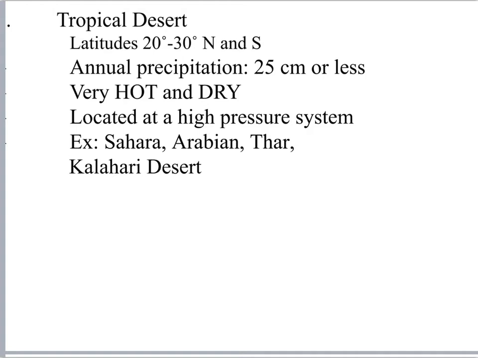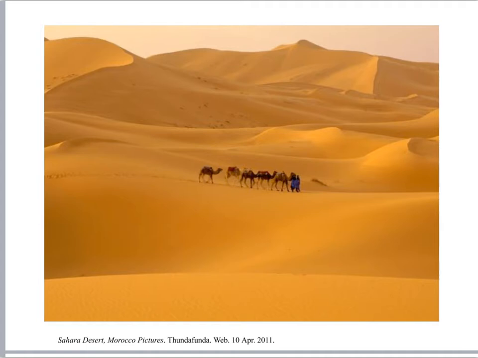We can have a tropical desert. We have different types of deserts. The tropical deserts are located between 20 and 30 degrees north and south latitude. Annual precipitation is 25 centimeters or less. Remember what a rainforest was: rainforest was 250 centimeters, and tropical desert is less than 25. They're noted for being very hot and dry. They're typically located at a high pressure system around that 30-degree latitude, where we have sinking air. Examples are the Sahara, Arabian, Thar, and Kalahari deserts. So there's a Sahara Desert, the typical camel scene.